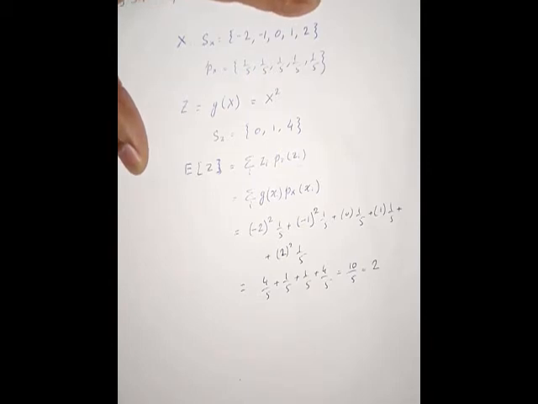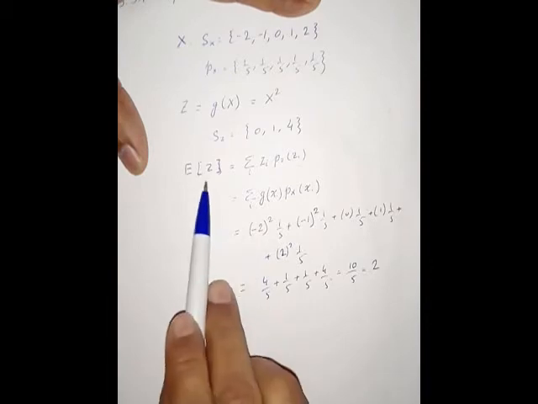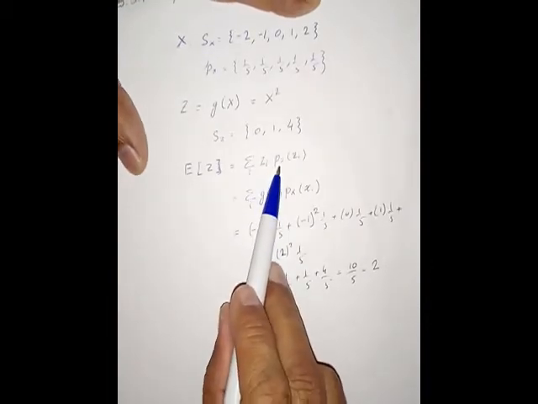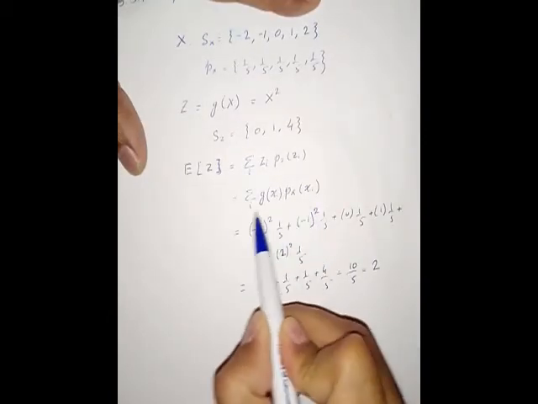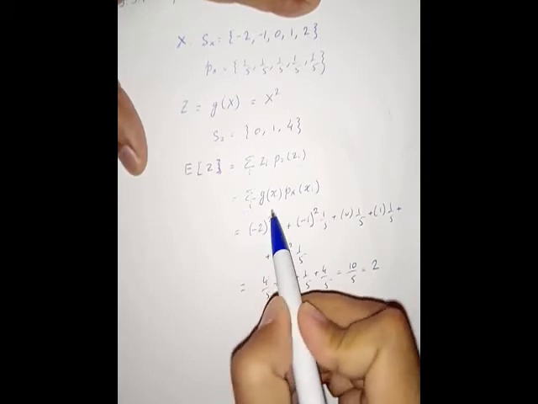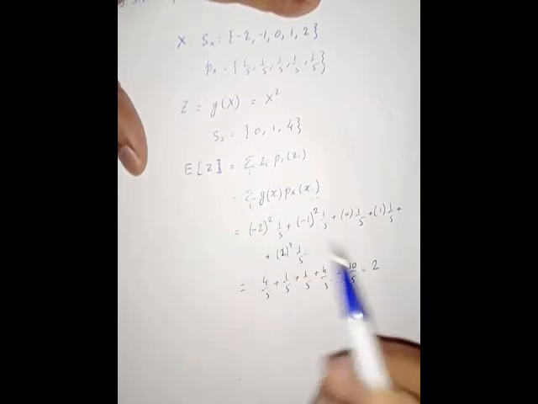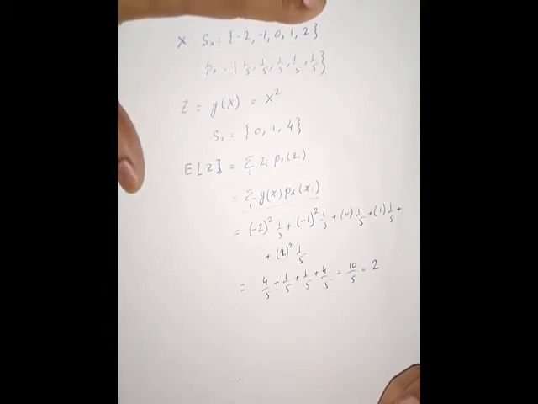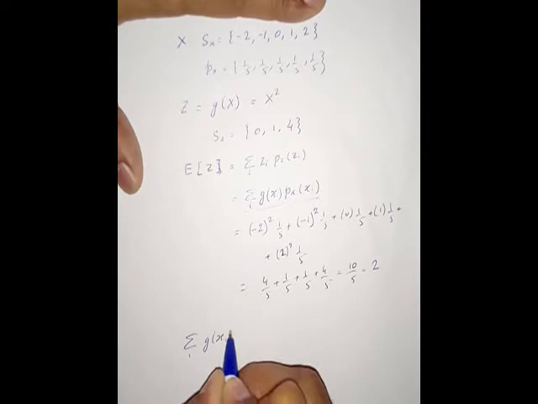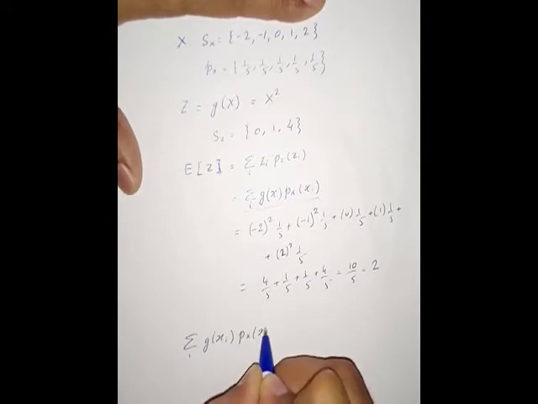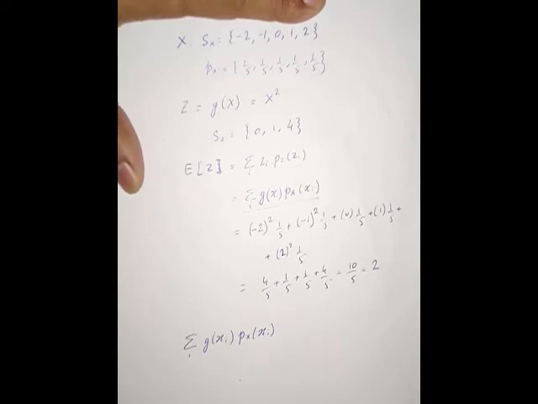So without first calculating the PMF of z, we are able to find the expected value of z by this formula. Now you may ask, what's the proof? How can you say that this gives you the expected value of z? So let's try to prove it. We want to prove that this sum of g of x times its probability actually equals the expected value of z.